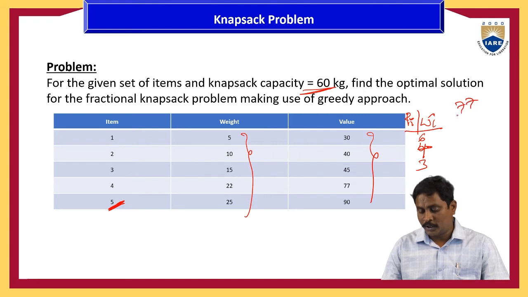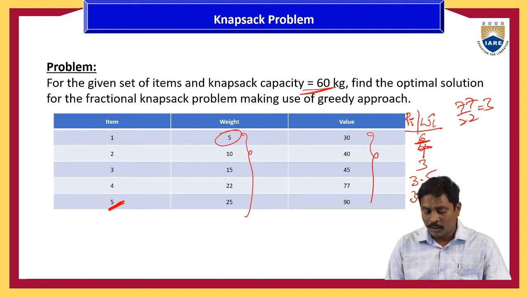77 by 22, that is 3.5. 90 by 25 is 3.6. So first to insert, the highest ratio value is 6. First we insert this weight value into the bag.